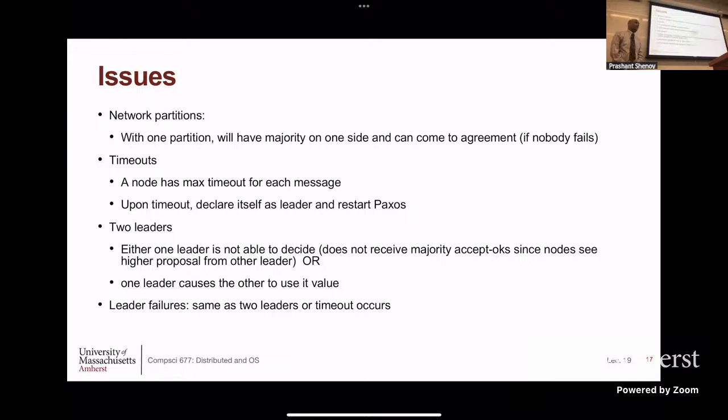If you don't even have a majority, there is no progress. Yes, you can have a network partition where there's no majority on either side, because in addition to the partition, some node just failed. Then you cannot do anything in that case.